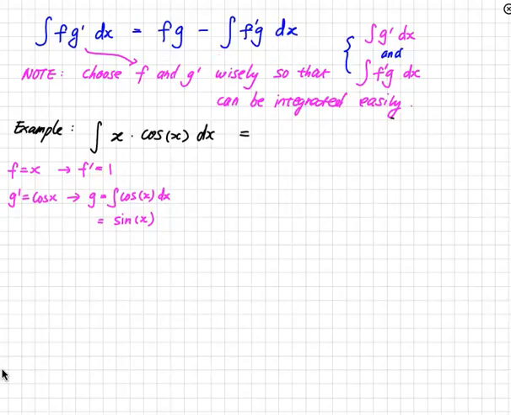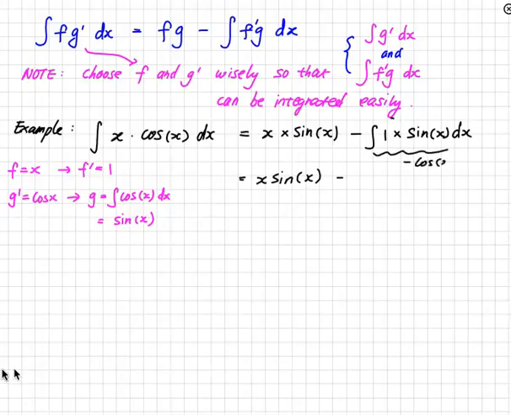So let's start with fg. So f is my x times g, which is my sine x, minus integration of f dash, which is 1, times g, which is sine x. So now we have x sine x minus integration of sine x, which is negative cos x. So negative negative becomes positive, so that's why it's plus cos x. And don't forget the plus c, because this is the indefinite integral.